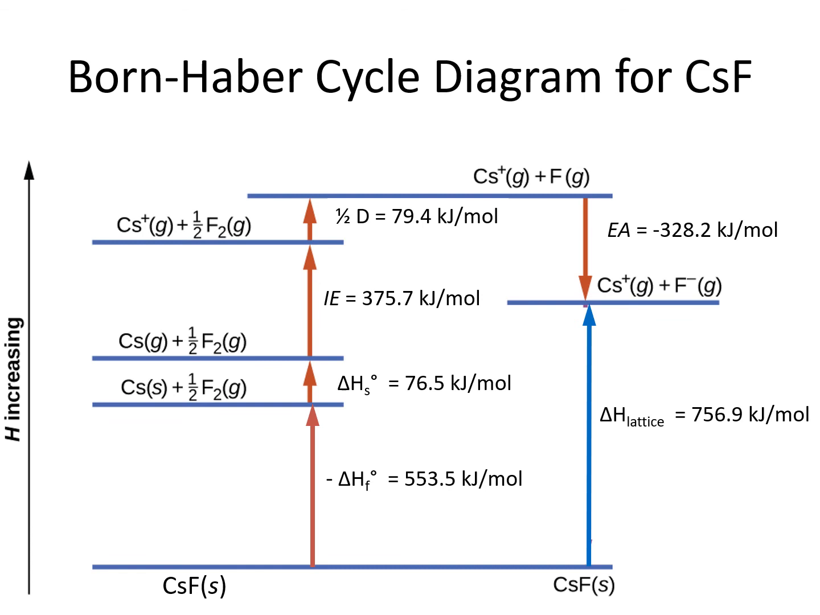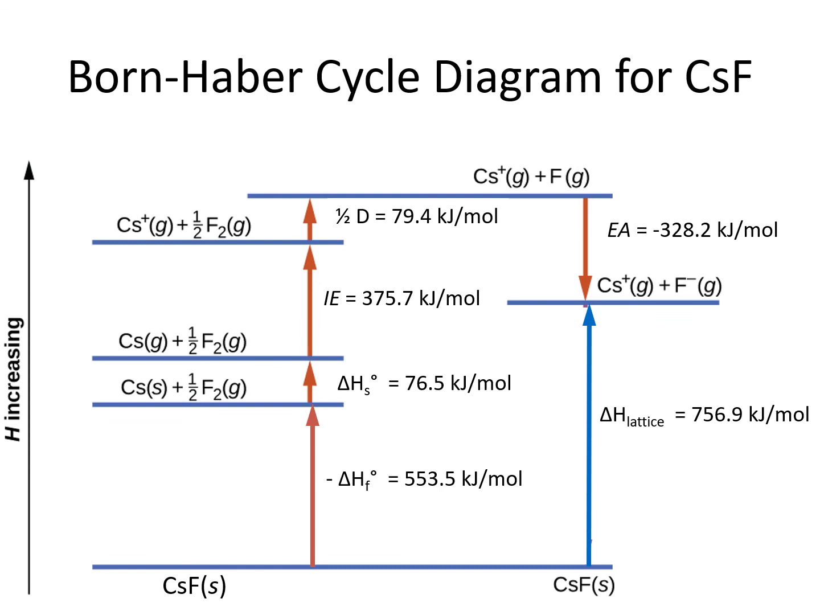So that particular one for cesium is going to be 375.7 kilojoules per mole. Then our next step is going to be taking the fluorine molecule, which is F2, and breaking it apart into individual atoms. So to do that, we would use the bond energy, D. But we're only going to do that as 1/2 because we have a coefficient of 1/2 in our equation.